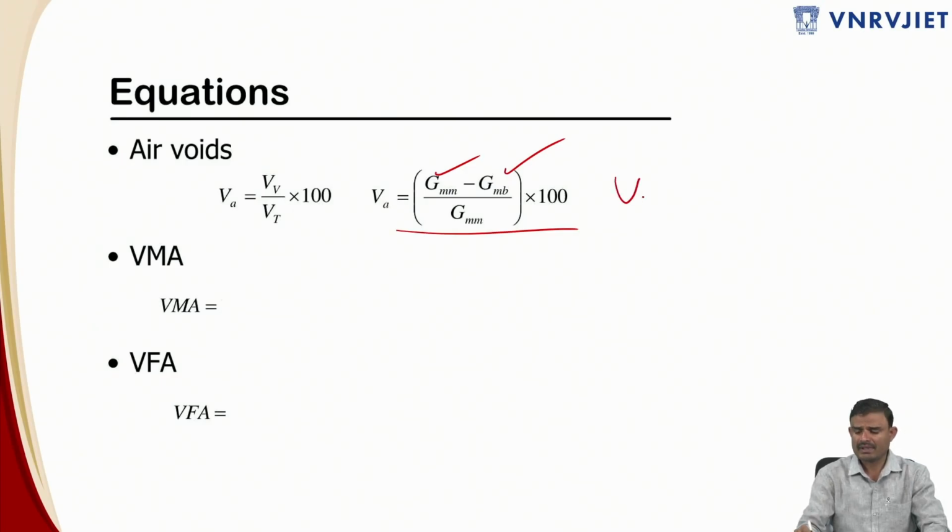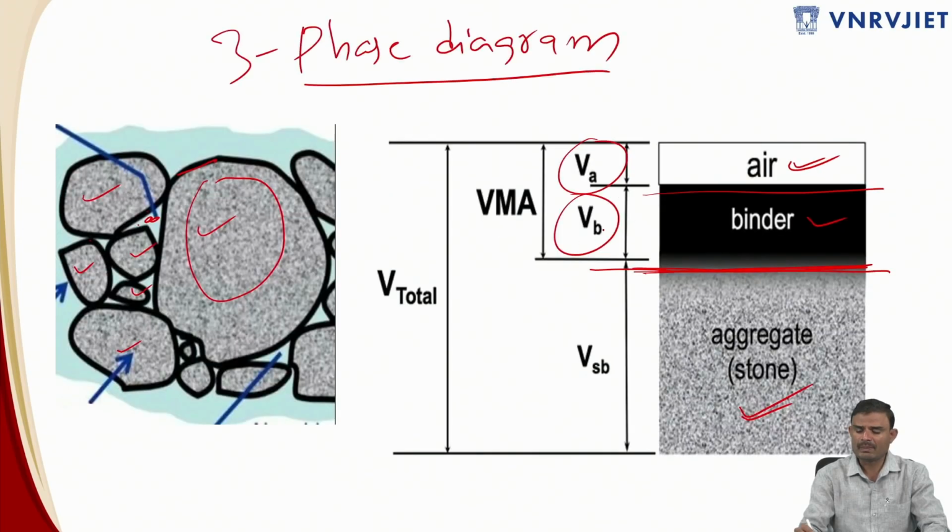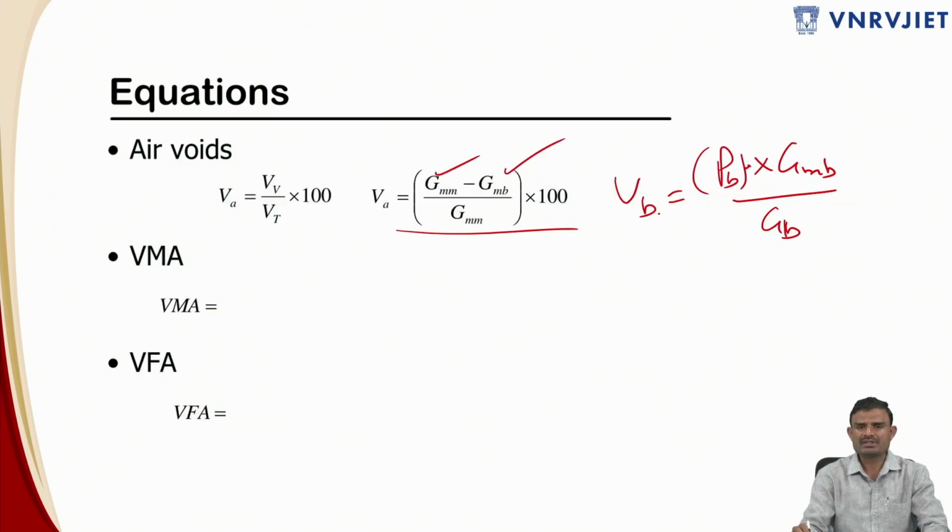There is another parameter, which is the volume of the bitumen, VB, which is denoted by the symbol PB, percentage of bitumen. We already know the percentage of bitumen that was considered while casting the specimen, multiplied by GMB. We have just calculated GMB, and this is GB. GB is nothing but the specific gravity of the bitumen. From that you are going to get the volume of the bitumen.